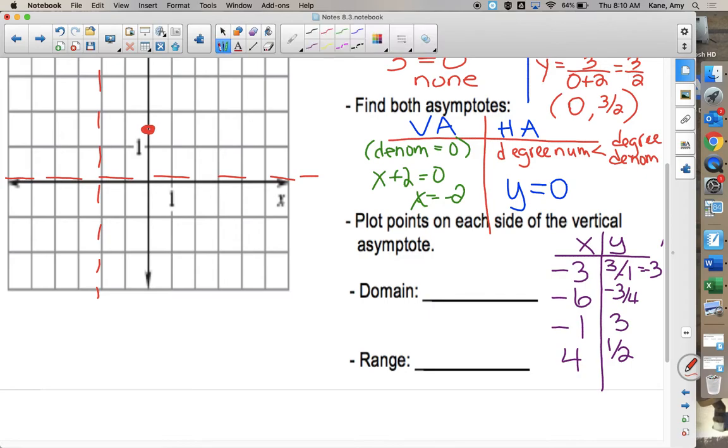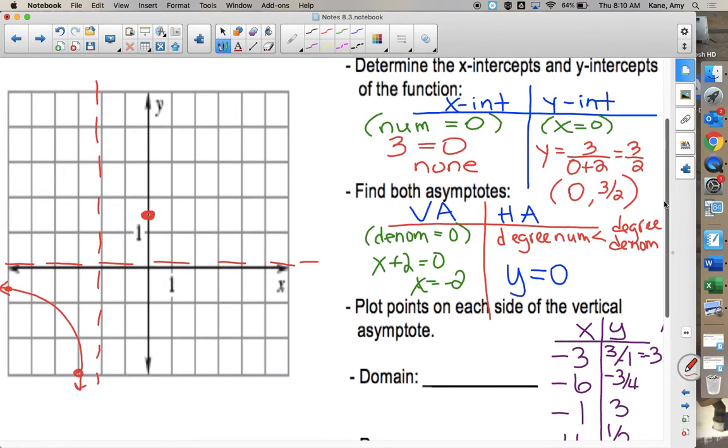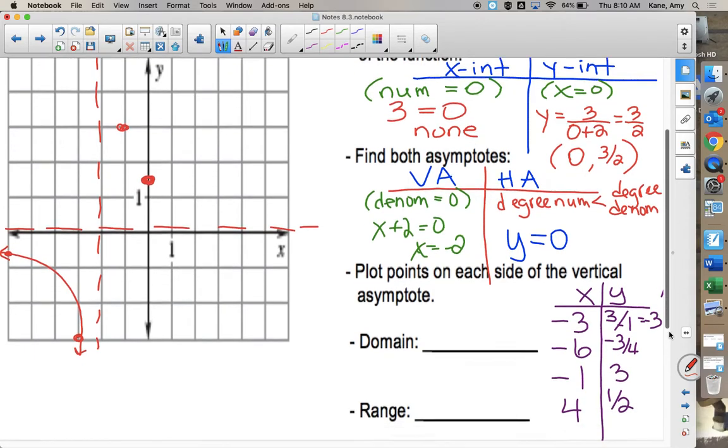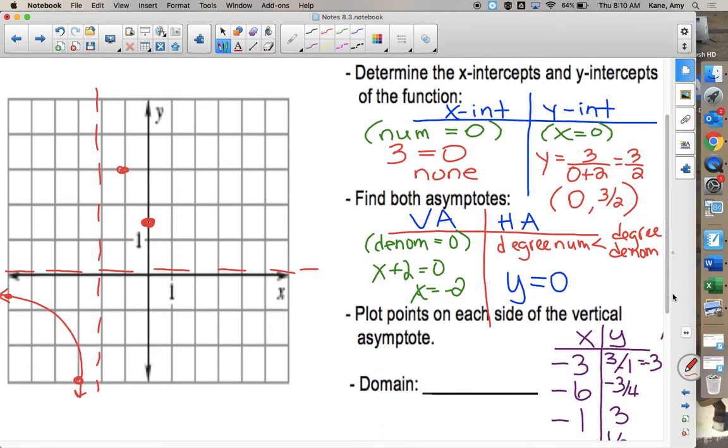So at -3, we're up at 3. No, down at 3, not up. There's a little negative there, I just didn't see it. And then at -6, we're at -3/4. And make a curved graph. Try and curve it as you're connecting those points. For the other one, at -1, we're up at 3. And then I chose 4. You could have picked another number as well, but it's at 1/2 at 4.